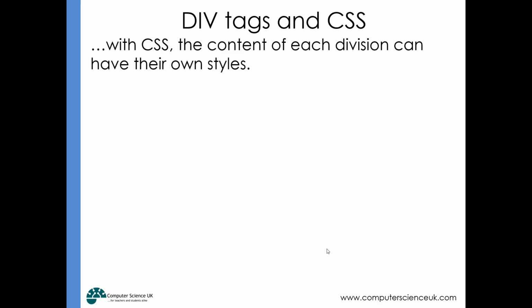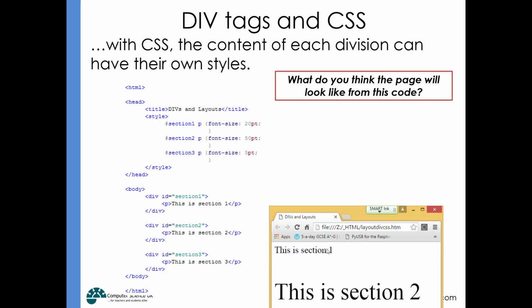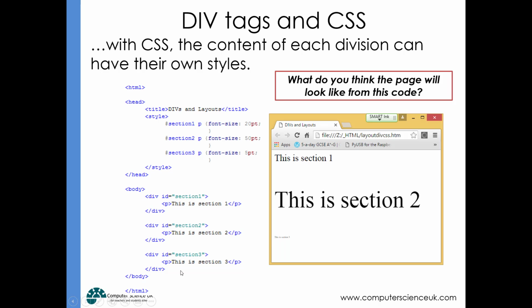So what we can then do with CSS is make each of these divisions, or the tags within the divisions, have their own style. And we saw this last lesson. You can see here that the section 1 text, because it's in the division with ID section 1, has been given its own CSS code. Font size has been set to 20. This is section 2, in the division with ID section 2. That's been given its own style, so it's larger text. Font size has been set to 50.